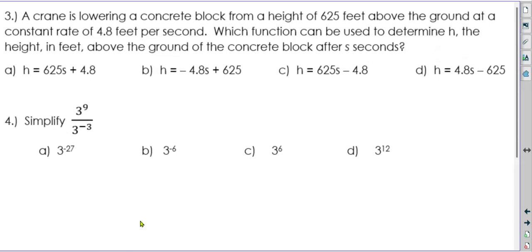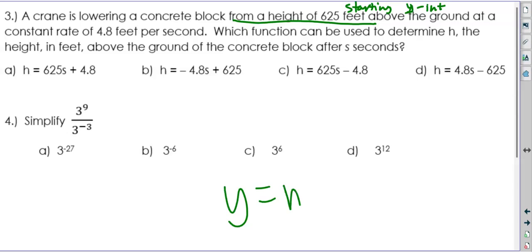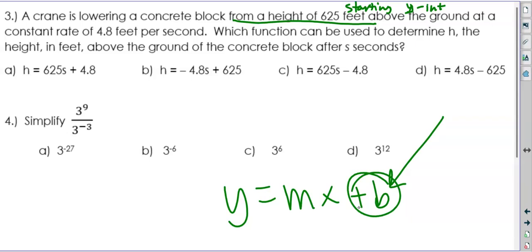So I was able to prove that this sentence must be true. Number 3: a crane is lowering a concrete block from a height of 625 feet above the ground. This right here is the starting value, starting at 625, so that's the y-intercept. That is the initial value, or the y-intercept. In a linear function, that would be the constant. So 625 is the constant, and it is lowering at 4.8 feet per second. Which function can be used to determine the height above the ground?